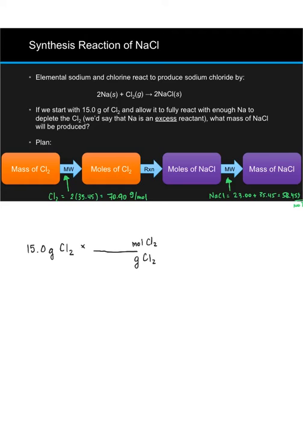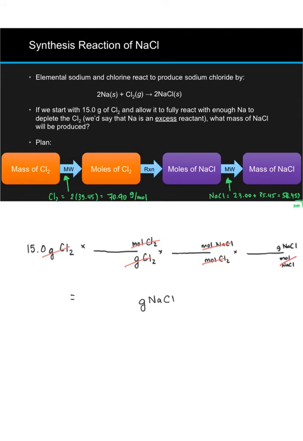Once we have moles of chlorine, the next thing we need to do is convert moles of chlorine into moles of another substance, in this case, sodium chloride. Once we have moles of sodium chloride, our final step is to convert moles of NaCl into grams of NaCl. With all of these conversion factors in place, we'll be able to get rid of grams of chlorine, moles of chlorine, moles of NaCl, and be left with just grams of NaCl at the end, the thing that we really wanted to know about.